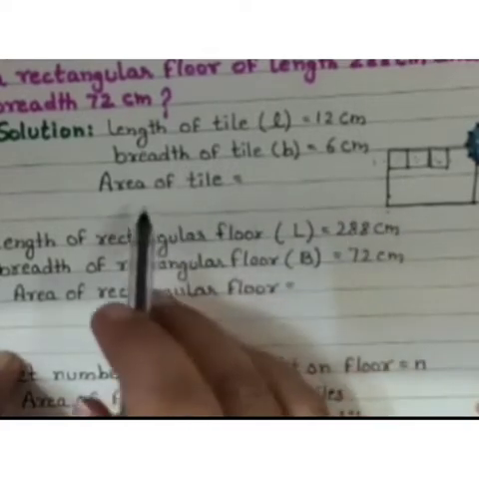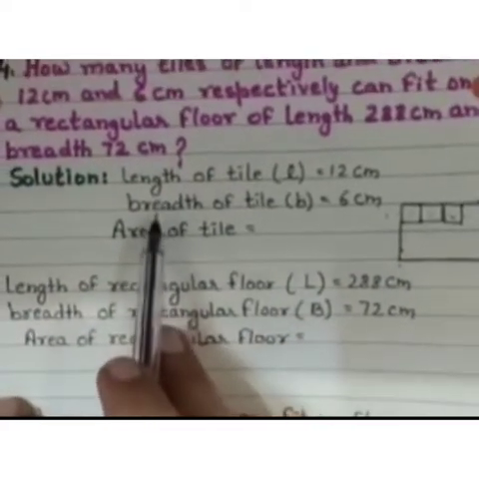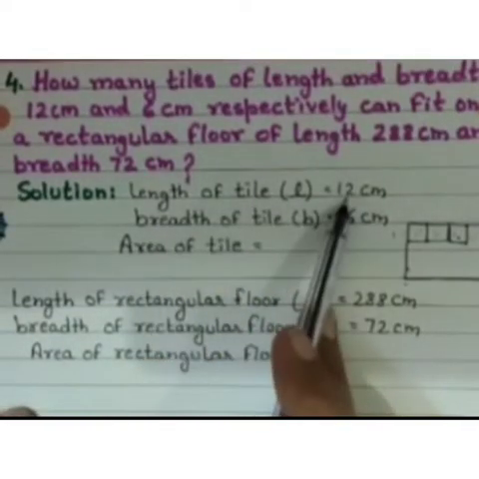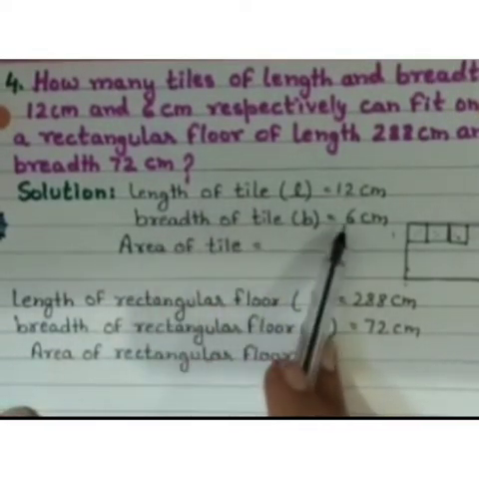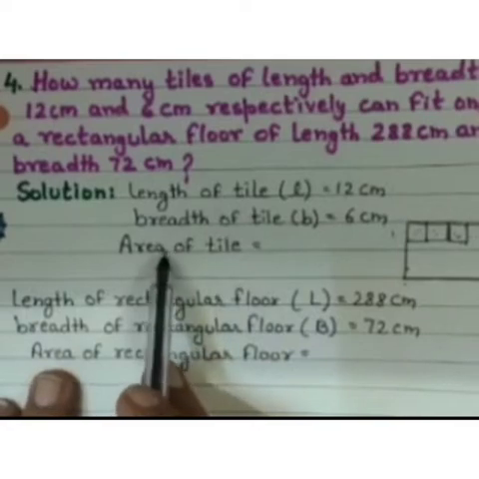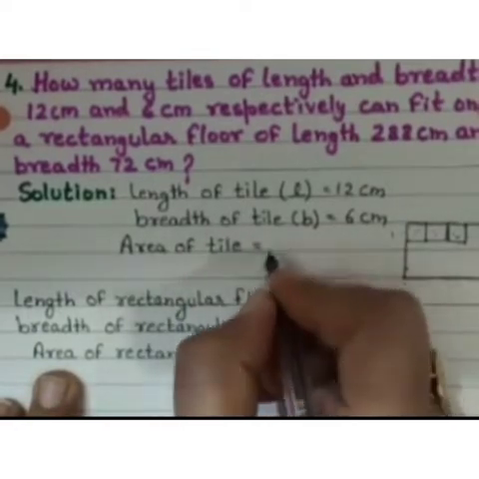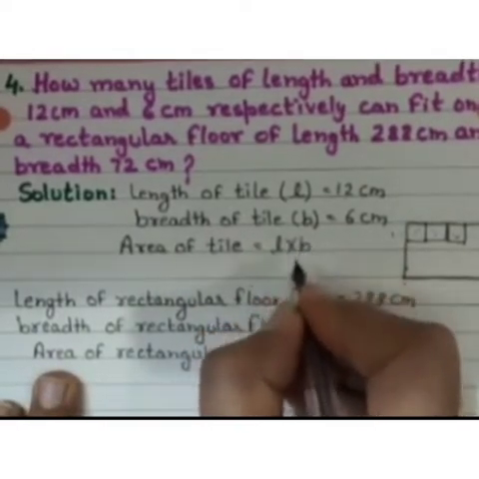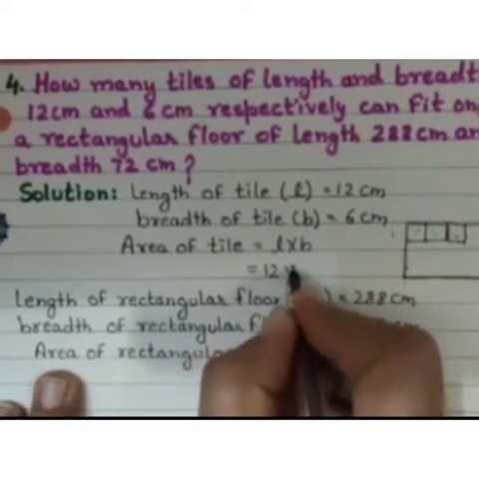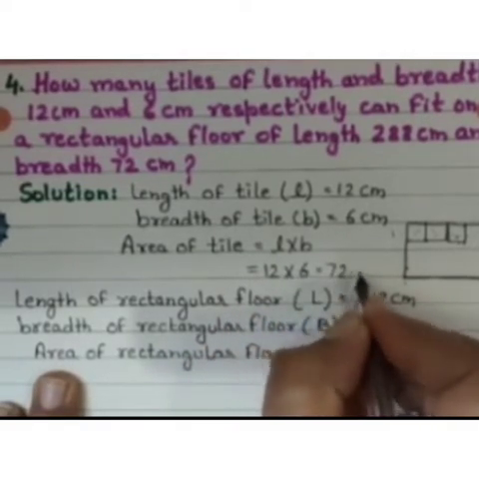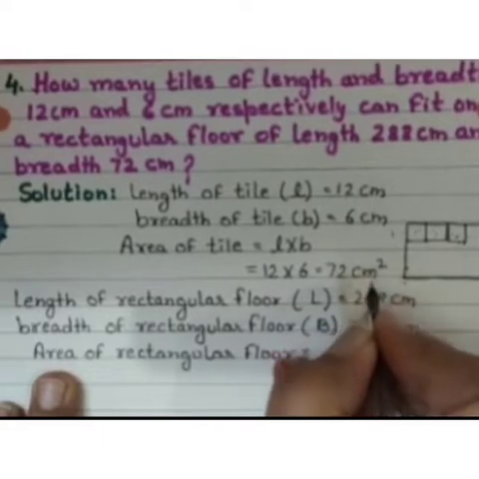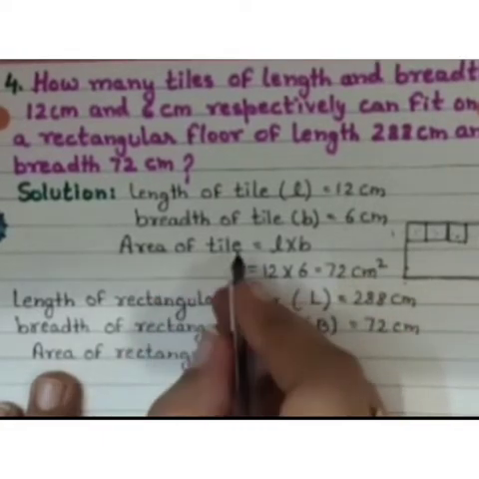Now in this question, length of tile is given 12 centimeter and breadth of tile is given 6 centimeter. Now we will find the area of tile. Area of tile formula is L multiply B. On multiplying 12 by 6, we get 72 centimeter square. 72 centimeter square is the area of one tile.